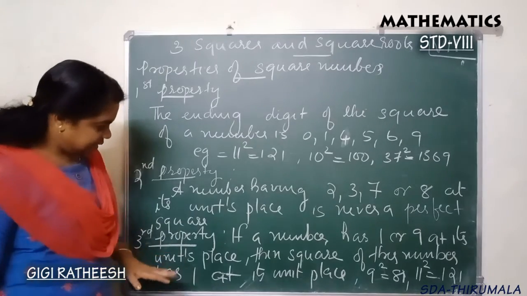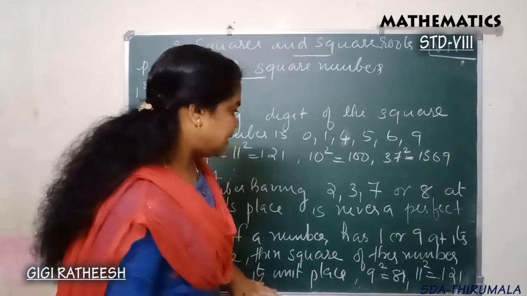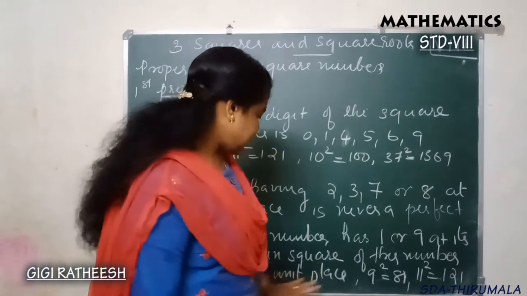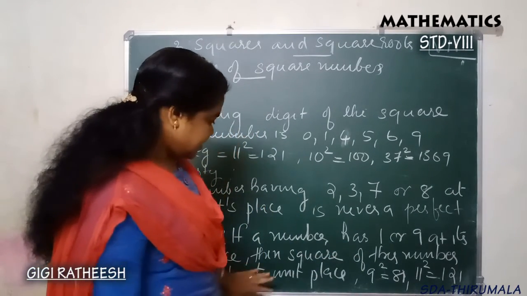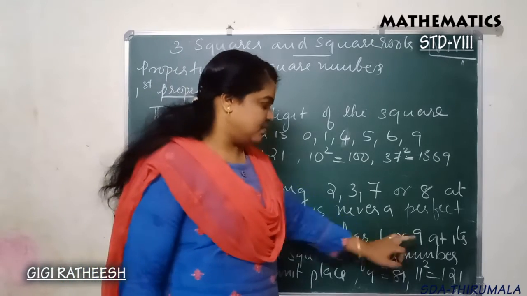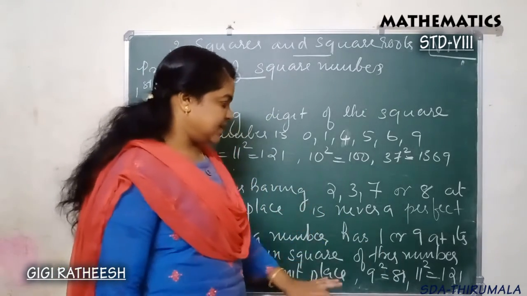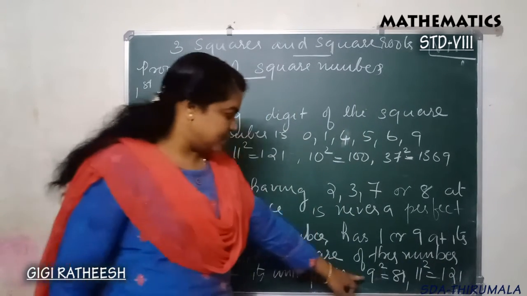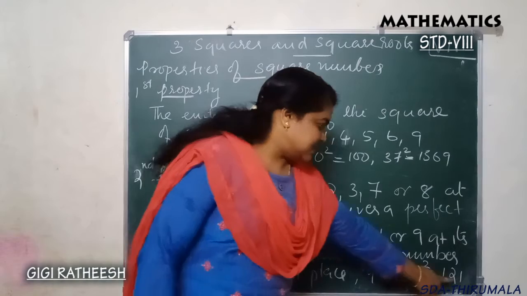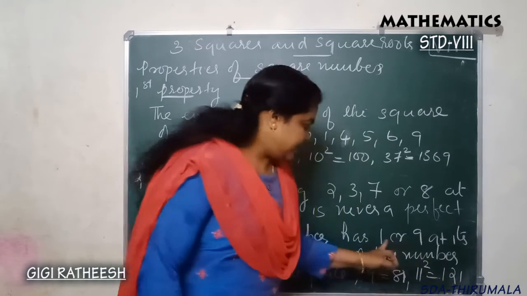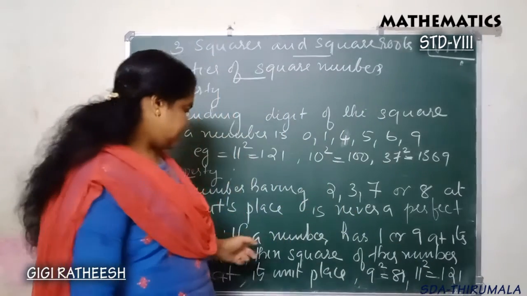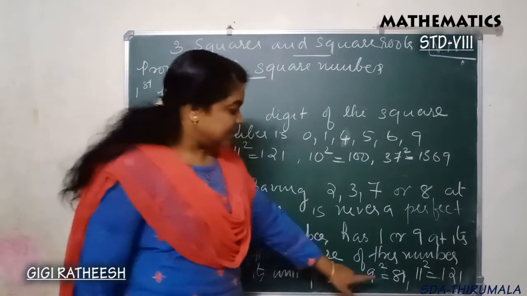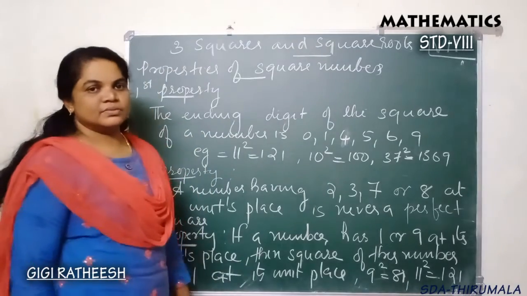The third property is that if a number has 1 or 9 at the units place, then the square of this number has 1 at its unit place. For example, 11, 19, 39, etc. 9 square is 81, with 1 at the unit place, and 11 square is equal to 121. So if a number has 1 or 9 in its units place, its square has 1 at the units place.